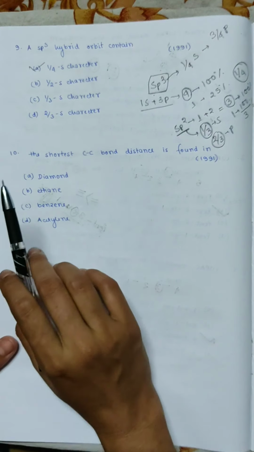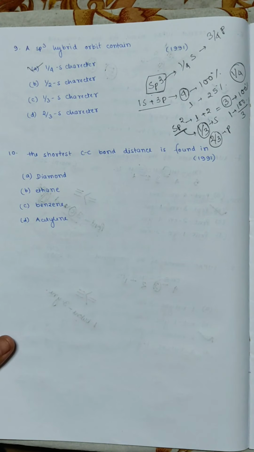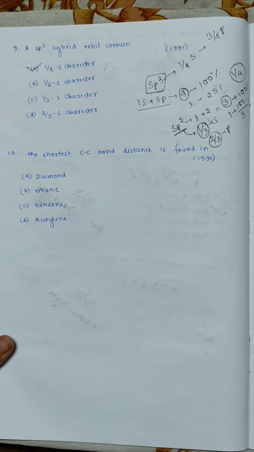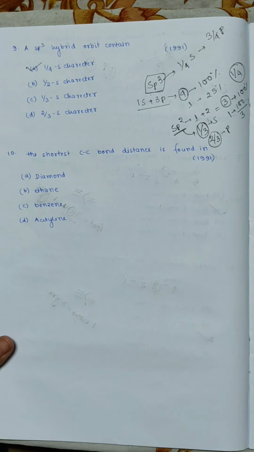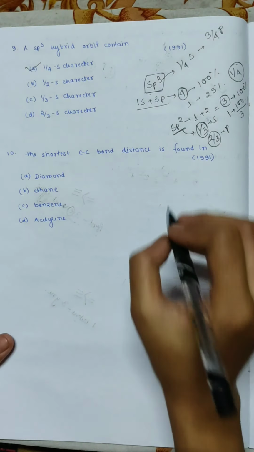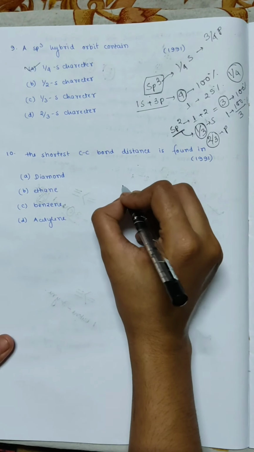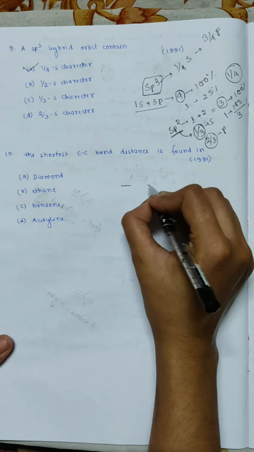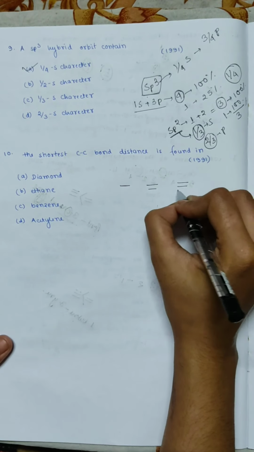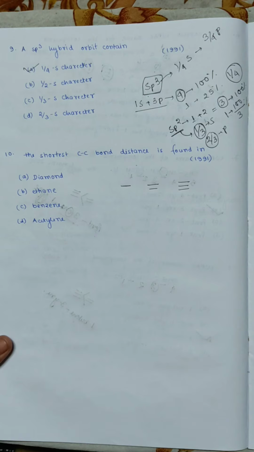Now question number 10 is a very easy question, which is also a part of the 1991 question paper. So please write the answer. If you know, write the answer in the comment section. It says the shortest C-C bond distance is found in. Before answering this question, I want to address a few things. The first one is in case of single bond, double bond and triple bond, which bond has a shorter bond distance?